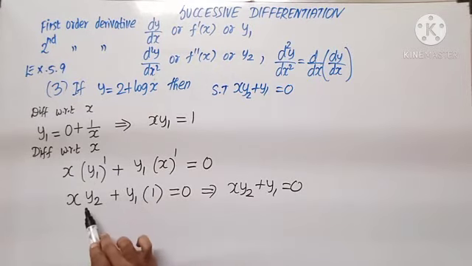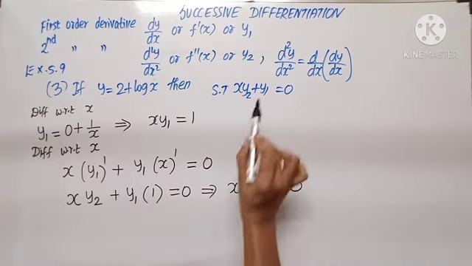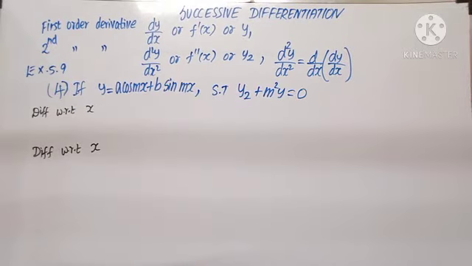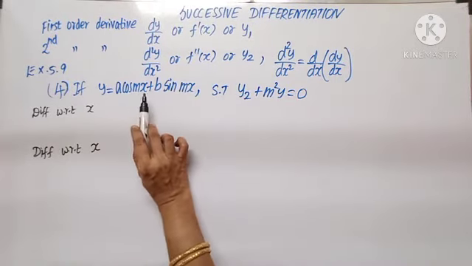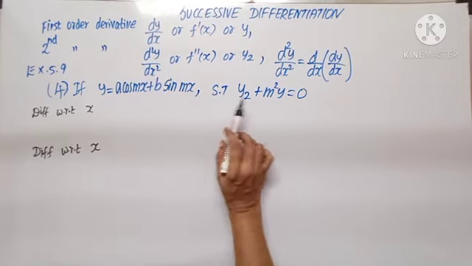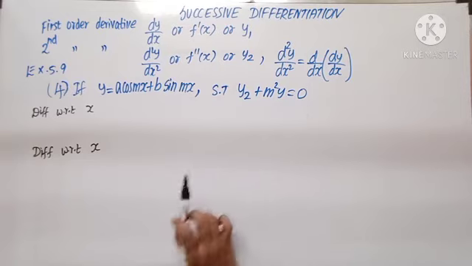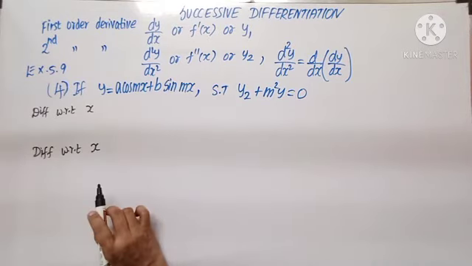y1 derivative is y2, x derivative is 1, simplifying which we arrive at the result. Question number 4. If y equals a cos mx plus b sin mx, then show that y2 plus m square y equals 0. Let us differentiate with respect to x.